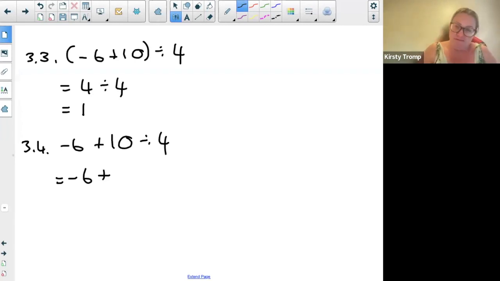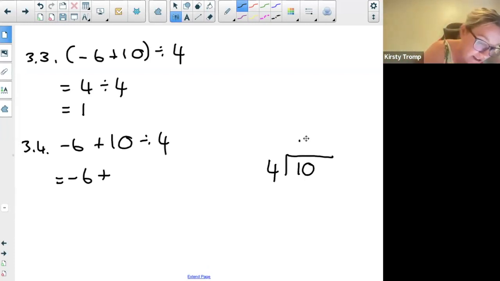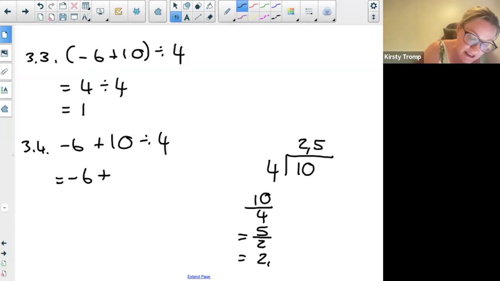Let me go check. It gave me 2,5. Good. So you could do long division here on the side, which I know you guys really don't like. So 10 divided by 4, you could do the daddy, mommy, sister, brother long division, or whatever you want to do, and get 2,5. Or you could do it as a fraction. 10 over 4 is the same thing as 5 over 2, which is the same thing as 2,5.